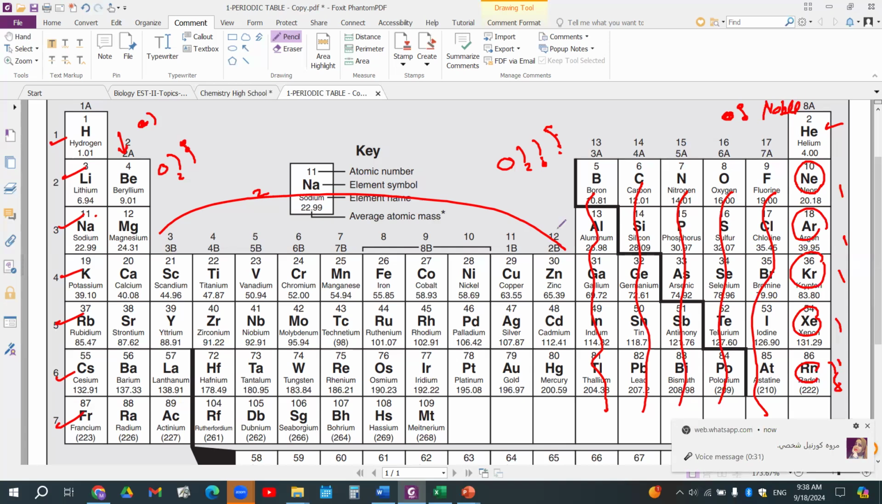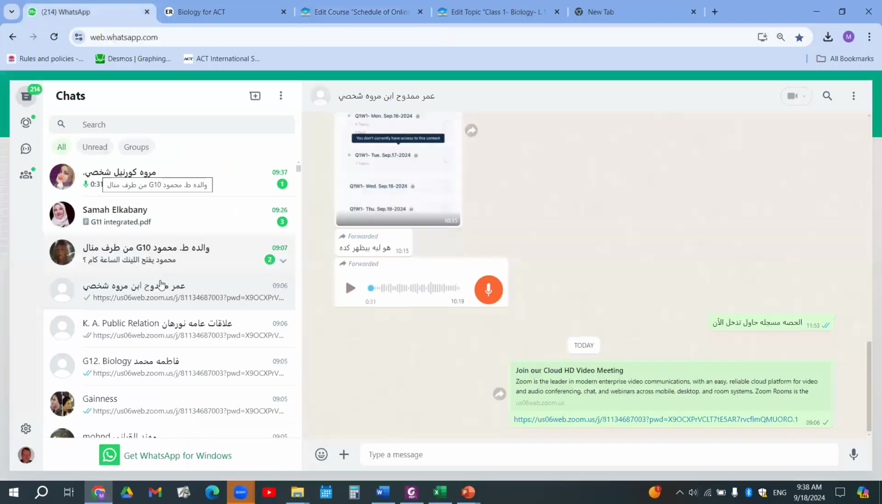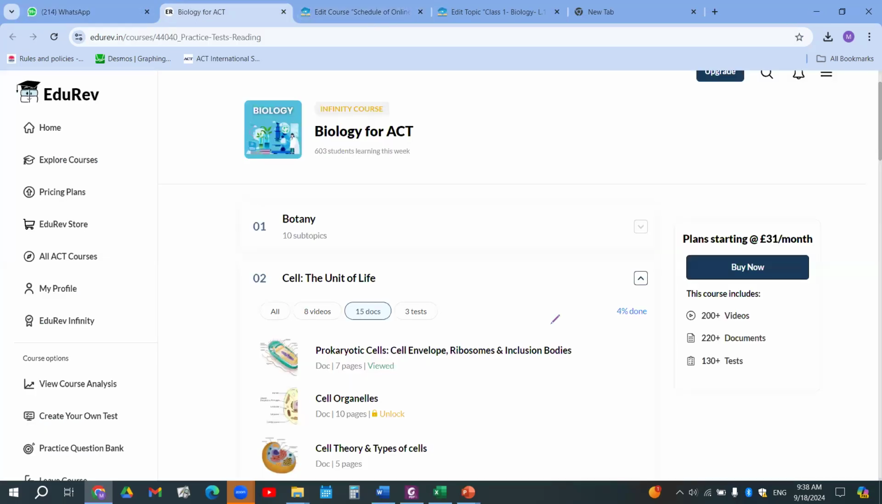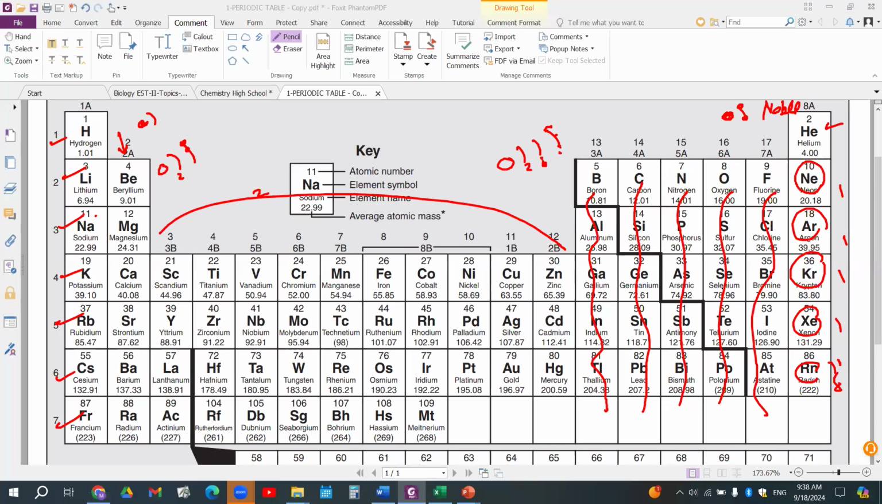And all other elements in the periodic table are not happy. Why? All other elements in the periodic table are jealous of noble gases. They need to become like them. They struggle to have their outermost energy shell saturated at 8. They are jealous of noble gases.